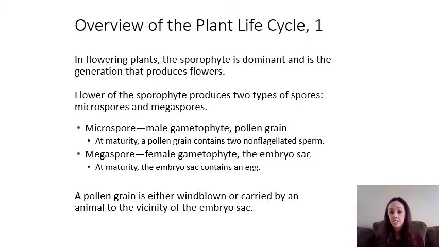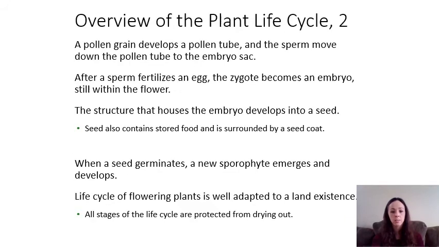That's what pollination is for. Bees, birds, and bats are going to come and pick up the pollen grain and then spread it to flowers of the same species so that the pollen can fertilize the embryo sac. Wind can also be used to disperse the pollen grains to the eggs so that fertilization can take place. Once the pollen grain gets to the flower, it develops a pollen tube, and then the sperm move down the pollen tube to the embryo sac.